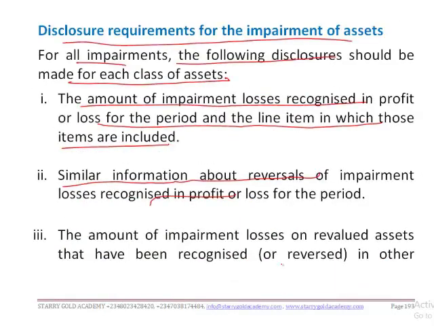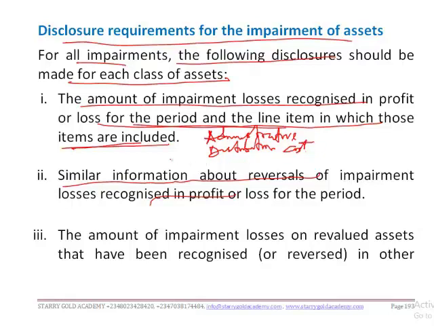Disclosure requirement for impairment of assets. One, an entity should disclose for each class of assets the amount of impairment loss recognized in profit or loss for the period and the line item in which those items are included. So if it is included in the administrative cost, you should disclose that the impairment loss has been included in the administrative cost. Is the impairment on inventory, on a machine, on equipment? Or if it has been recognized under distribution, maybe it is the motor vehicle or the delivery van that is being impaired, you recognize it under distribution cost or distribution expenses.